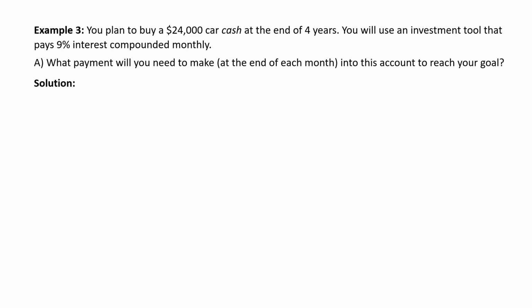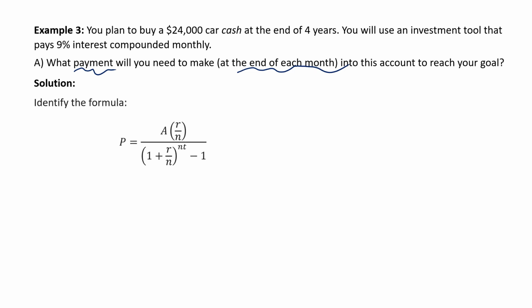Well, the solution is you have to first identify the formula, and again, you're going to make periodic payments. So we will use the sinking fund formula, which is the future value formula solved for the P. Let's identify the parts. You want to know what your payment needs to be. You want to end up with $24,000, so that's the A, that's the future value. The rate of 9% in decimal form is 0.09. You're going to put money in every month, so it's N equals 12, and time T is for 4 years.